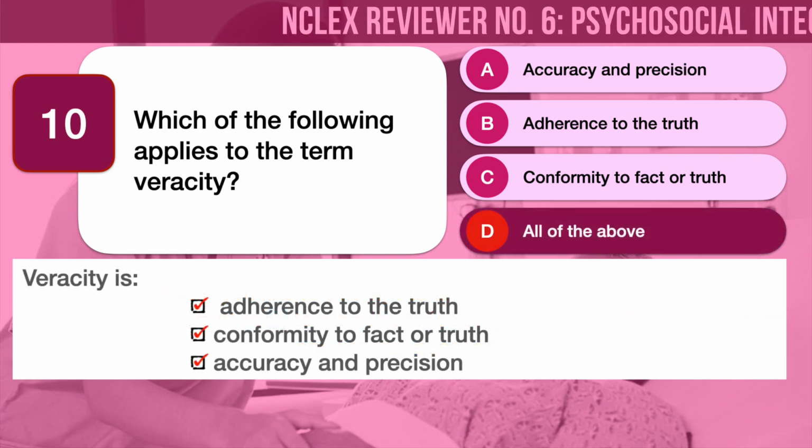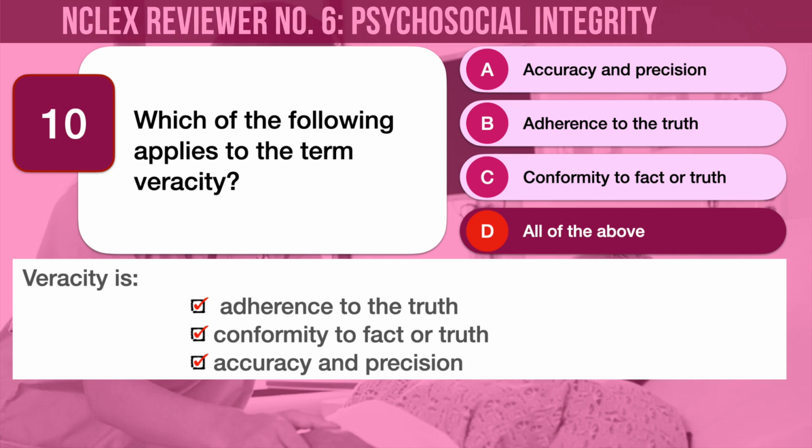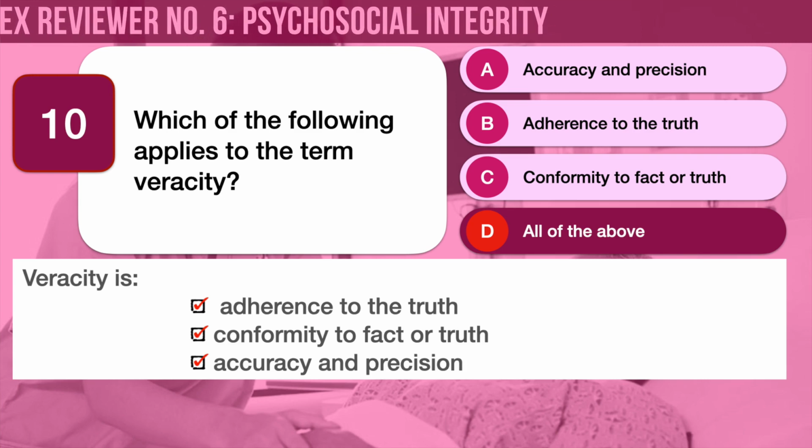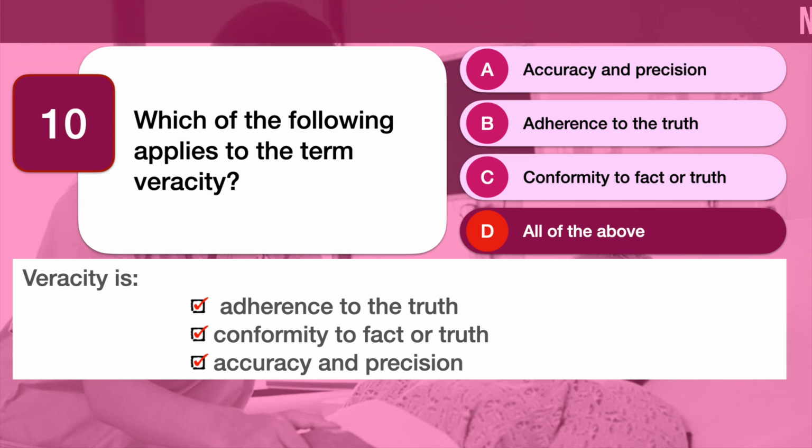The correct answer is D. All of the above. Veracity is adherence to the truth. Veracity is conformity to fact or truth. Veracity is accuracy and precision.